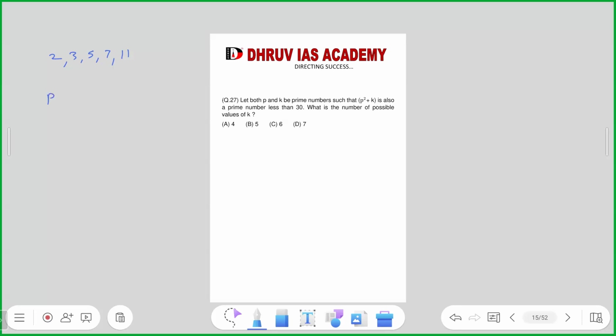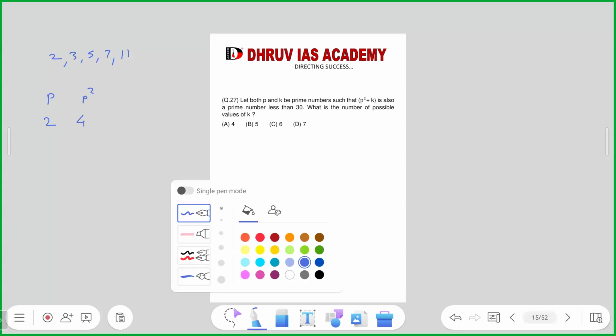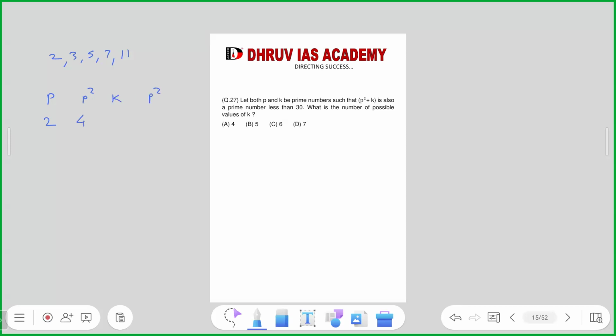So see, p square plus k. Okay. So the first value, p, we can take as 2. So 2 square is 4. I'll just add k also here, and p square plus k. Now we want p square plus k as a prime number less than 30.